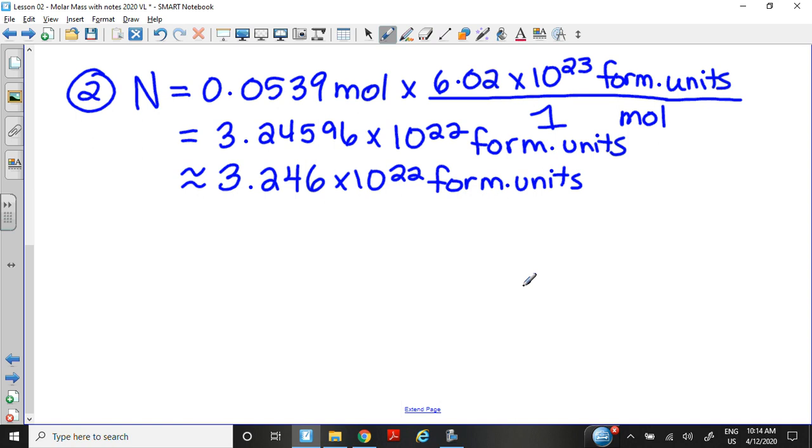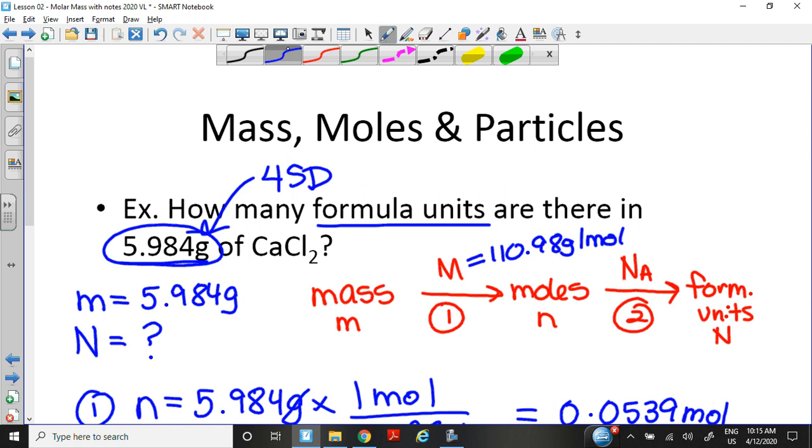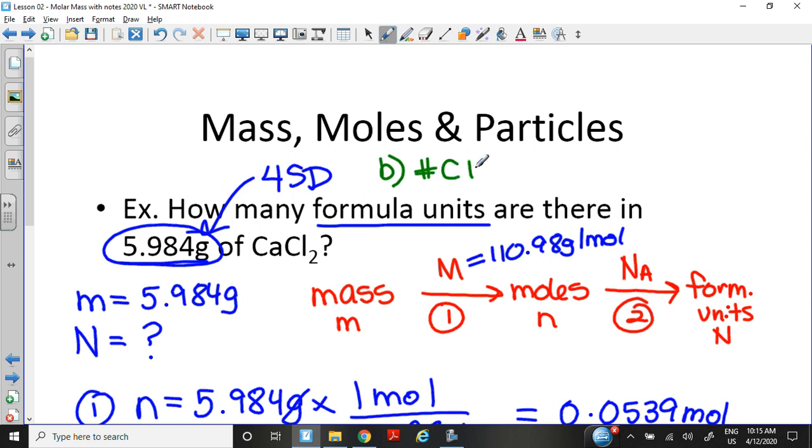Now, I'm going to add on an extra bonus question here because this will help you a little bit as well with some of your homework. So let's scroll back up to the top. What if there was a part B to this question? What if part B asked you, what are the number of chloride ions in your sample? So when we look at our unit of particles here, we know for calcium chloride, that's formula unit. This is a smaller subset. Once we know how many formula units, we could figure out atoms and ions.